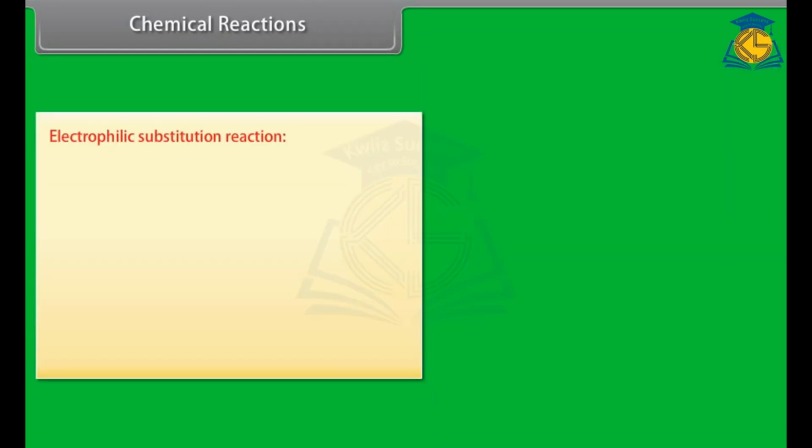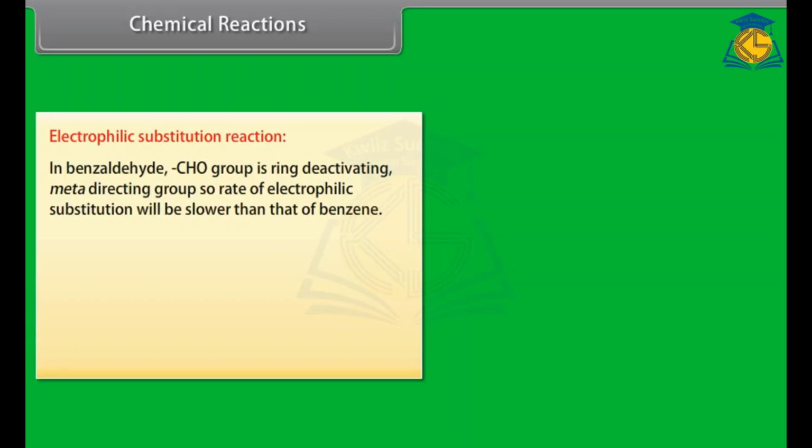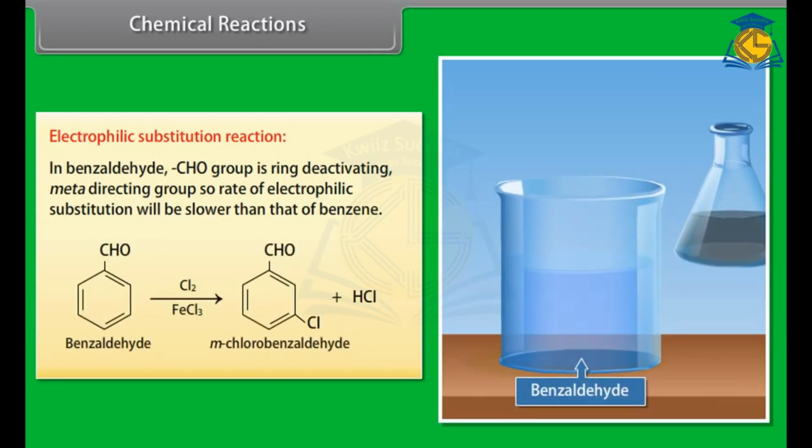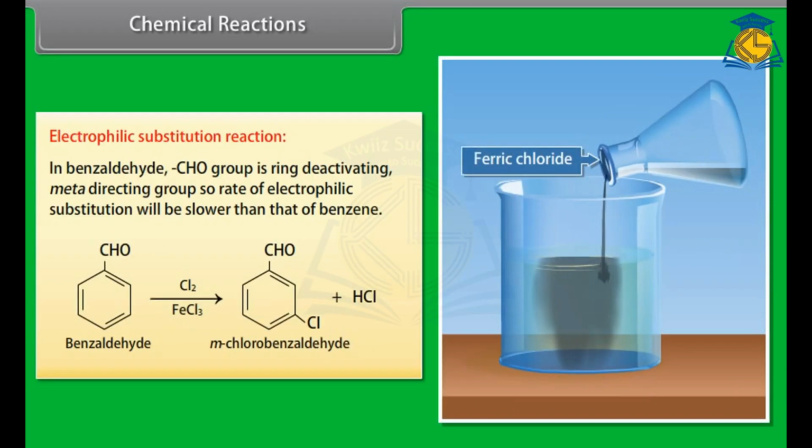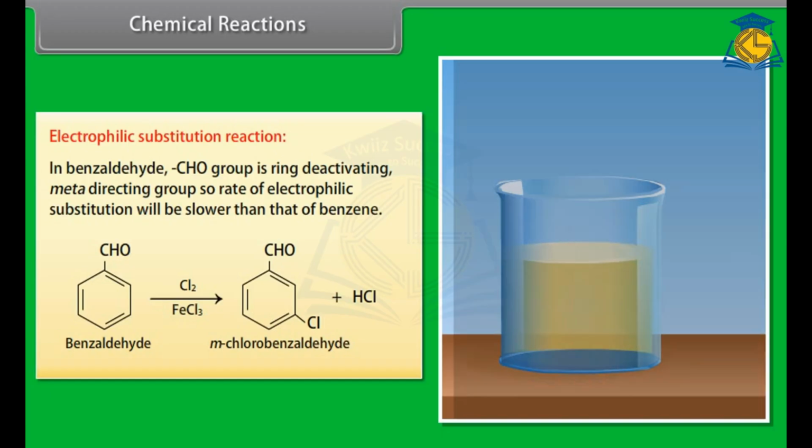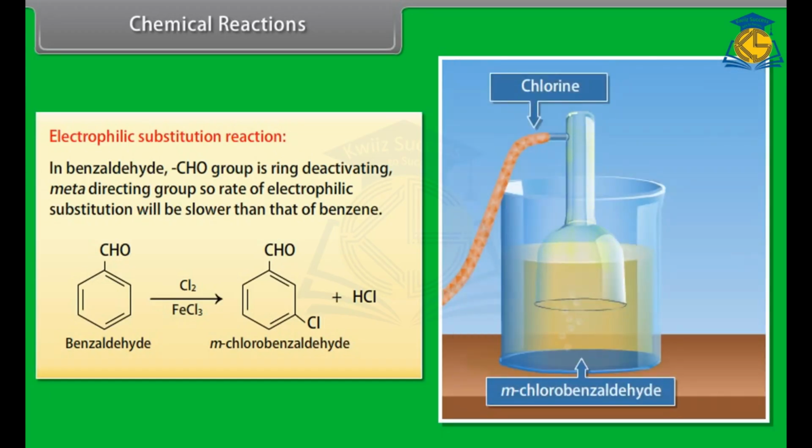Electrophilic substitution reaction. In benzaldehyde, the aldehydic group is a ring deactivating, meta-directing group, so the rate of electrophilic substitution will be slower than that of benzene. Benzaldehyde reacts with chlorine and ferric chloride and it forms meta-chlorobenzaldehyde and hydrochloric acid.